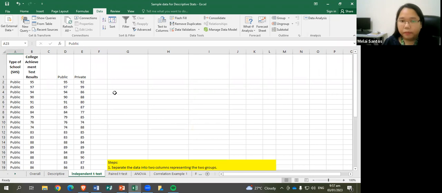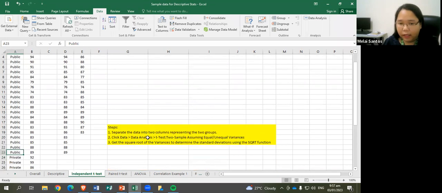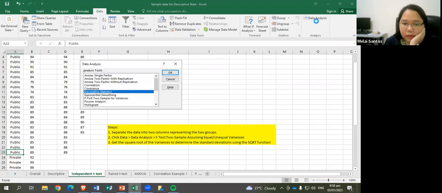Next, click data analysis, t-test two samples. Let's go to data. Click your data. The data analysis should appear here. And then we will click the t-test two-sample assuming unequal or equal variances. We will use assuming unequal variances. Why do we use unequal variances? Because the numbers are not the same. So it's better if it's unequal.